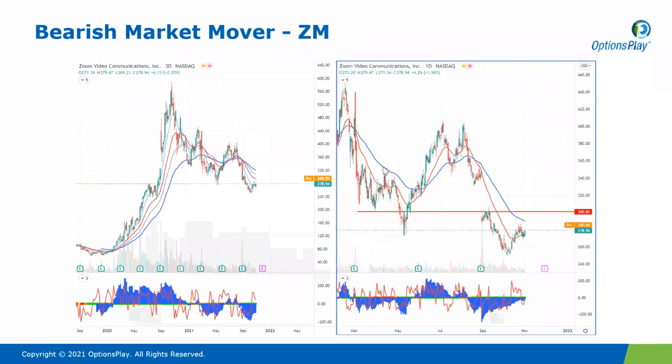So next we have Zoom. Zoom is more of a bearish speculative play here on earnings. We have earnings at the end of the month. And we can see here Zoom's been on a pretty long-term downtrend. There are other names that are better than Zoom, which is very ironic considering we're using Zoom right now.